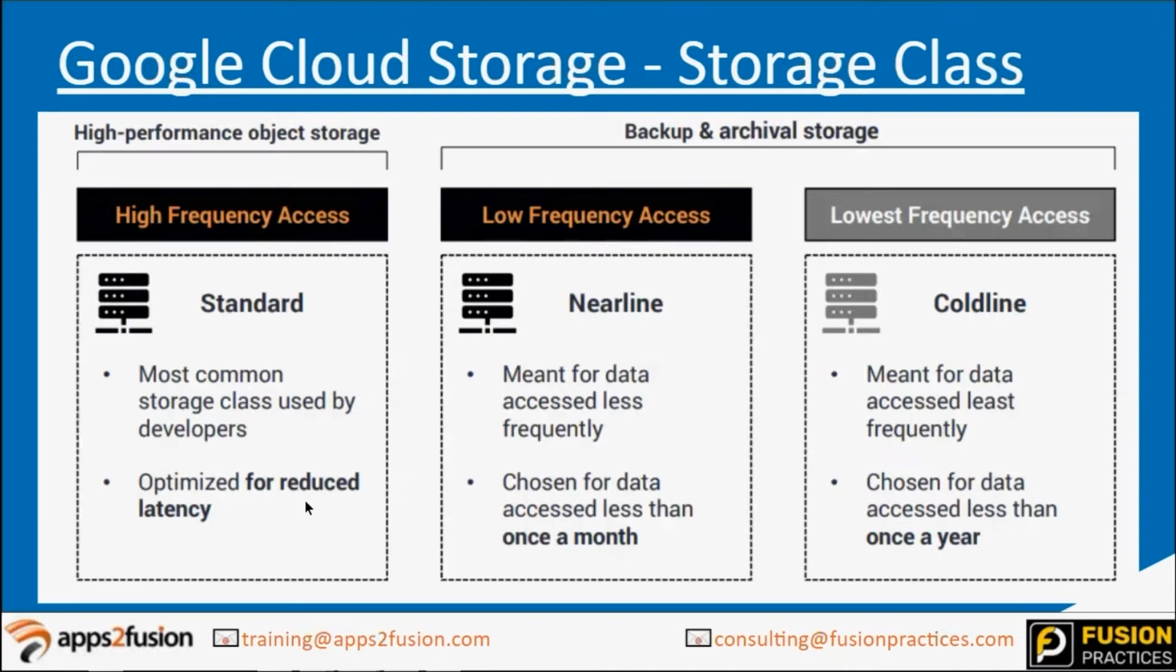Nearline is meant for data accessed less frequently, about once a month or a month and a half, chosen for data that should be accessed less than once a month. Coldline is meant for data accessed least frequently. That is, coldline is basically for archival, archiving data for years, accessed less than once a year.